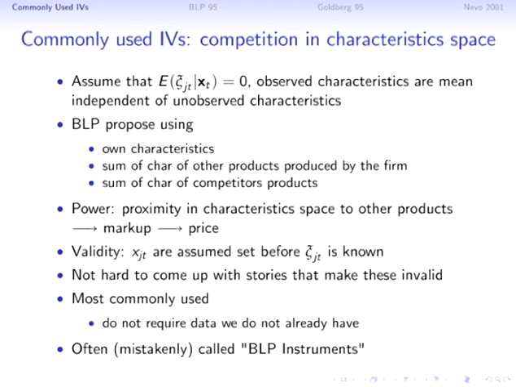And here, it's maybe hard to see, but the x is boldface, so it's actually the vector or matrix of all the characteristics of all the products in the market. Right? So we're saying all the observed characteristics are mean independent of the unobserved characteristics. Okay, and we'll talk in a second about what that means or what we think about that.